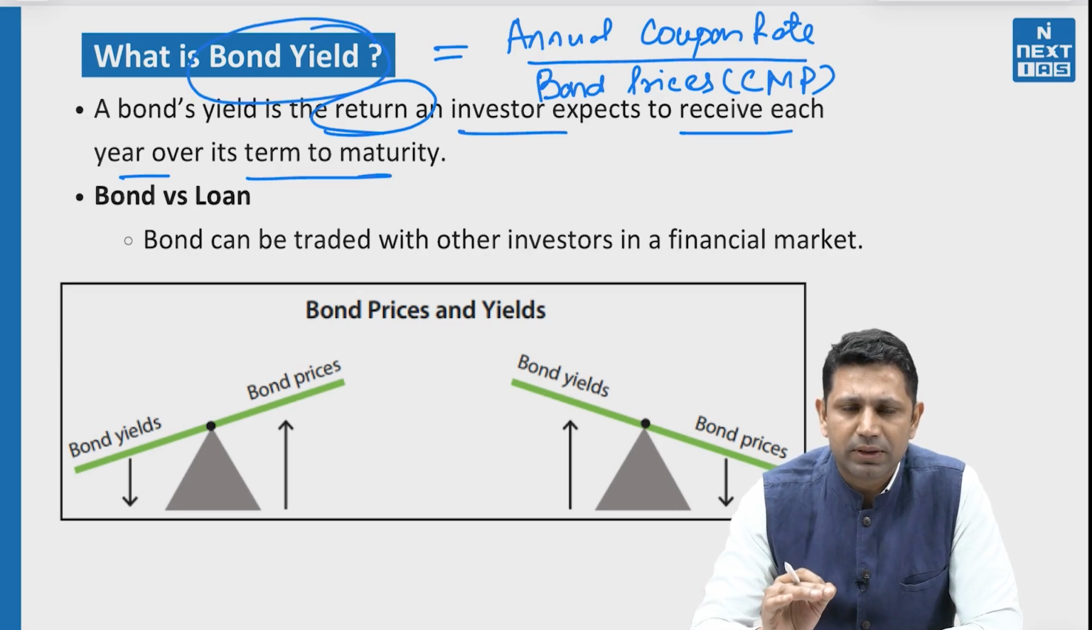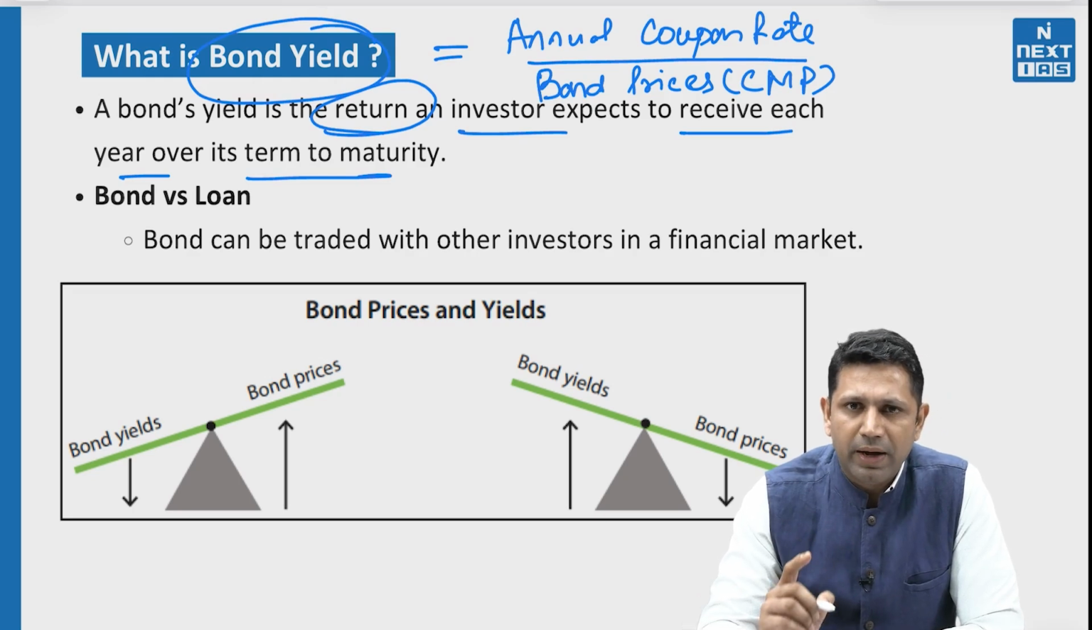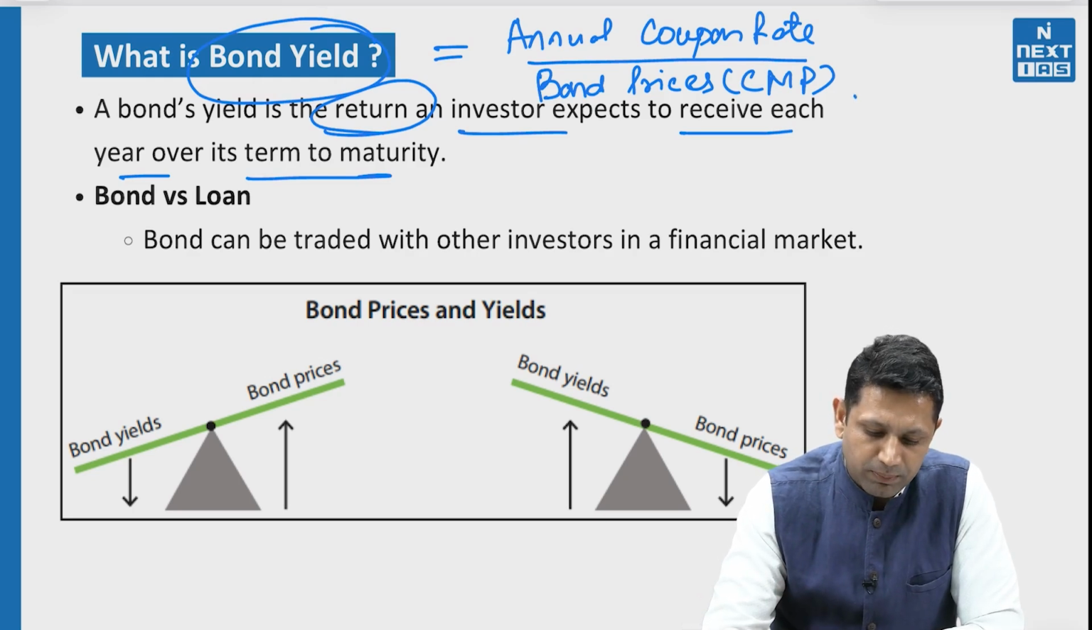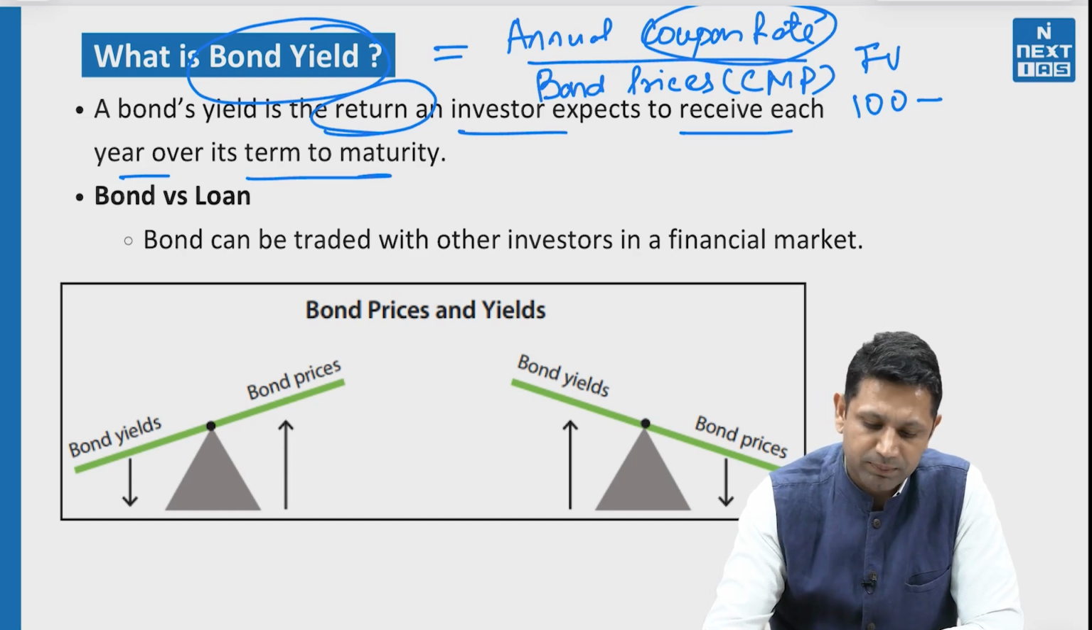Now let's go into a little more detail on this part. For example, you are buying a bond. The bond may have a face value of 100 rupees, and the coupon rate is the interest rate that the entity is going to pay you. Whatever interest rate the bond issuer gives you, we call that the coupon rate. So for example, they are paying you 10%.